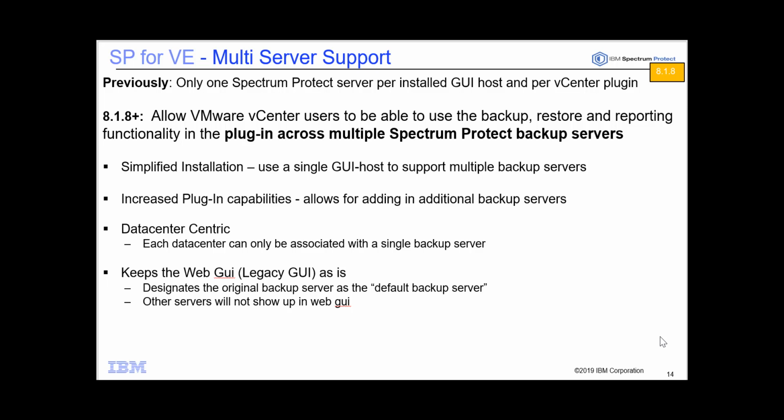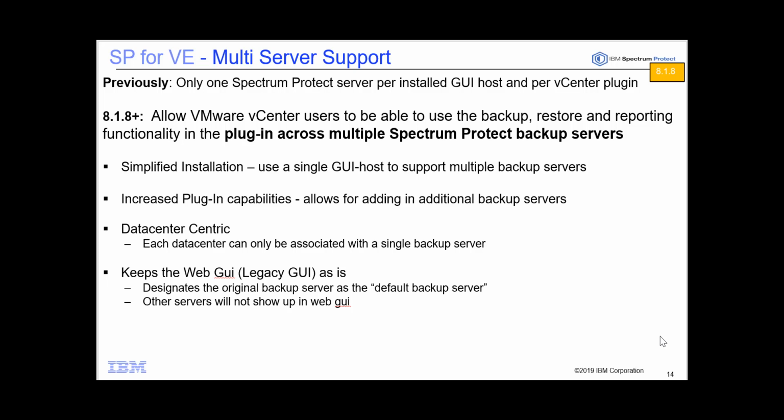It's very easy to add in additional Spectrum Protect servers. You can either do that after you've gone through the initial configuration wizard and it pops you into the vCenter, or if you already have a Spectrum Protect server defined, you can add in another one directly from the vSphere vCenter plugin. And I'm going to be walking through these steps.